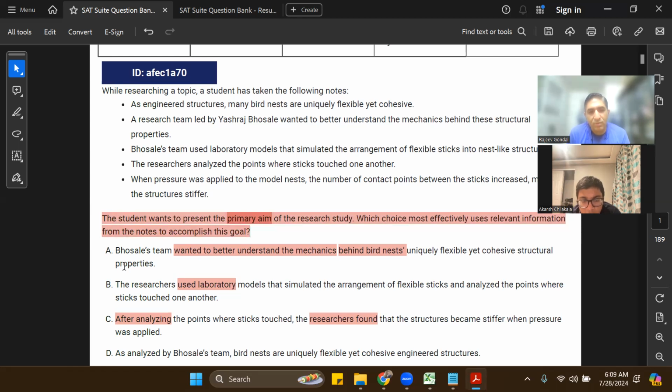So why do you say no to B, C, and D? Why do you say no to B? Because they wanted to better understand the mechanics, sir. So the primary aim of a research study is a question, not an actual statement. So what they used or what they found is not important. The primary goal is what they wanted to search. So A is the right answer according to you.